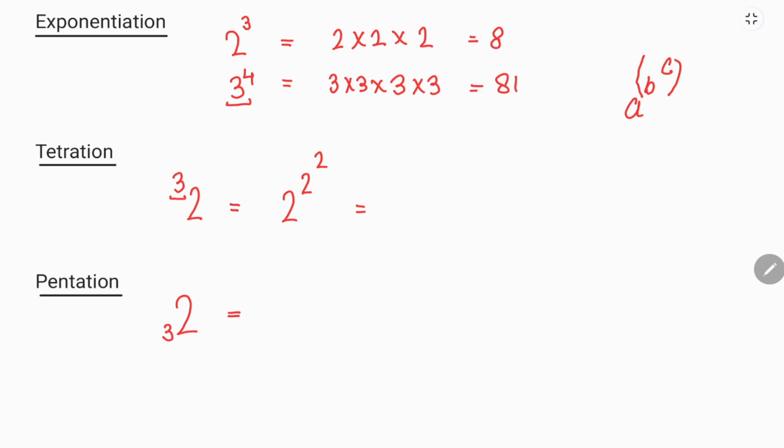So suppose here we have 2 raised to power 2 raised to power 2. There is a hidden bracket here, so we will solve this first. What is 2 raised to power 2? 4, right? And now we will solve this 2 raised to power 4, and this is what? 16, right? This is how we solve tetrations. Tetration is repetition of exponentiation, right?